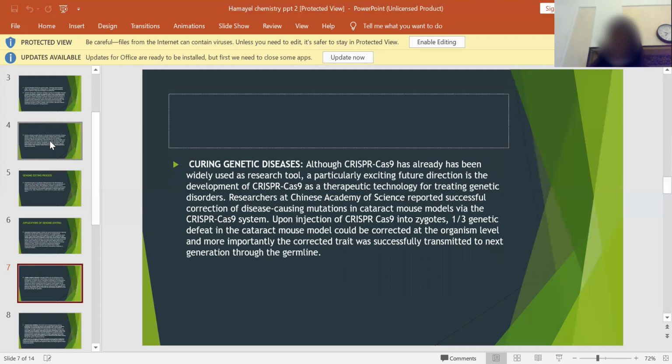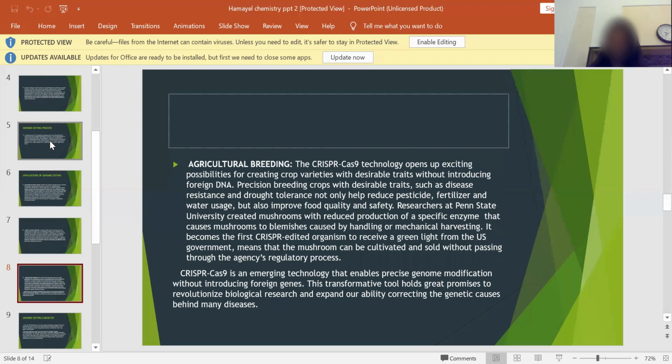Upon injection of CRISPR-Cas9 into zygotes, one-third of the genetic defect in the cataract mouse model could be corrected at the animal level, and more importantly, the corrected trait was successfully transmitted to the next generation through the germline. So the last one is agricultural breeding.